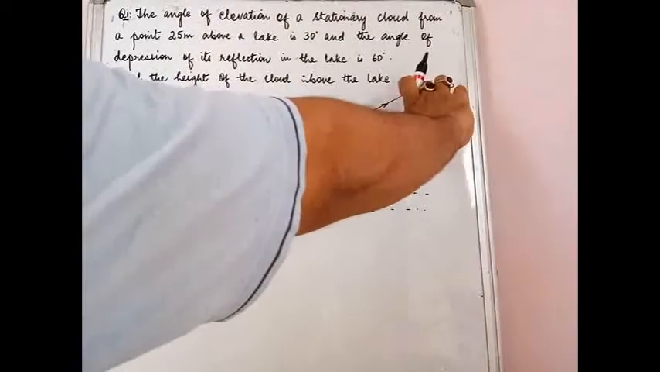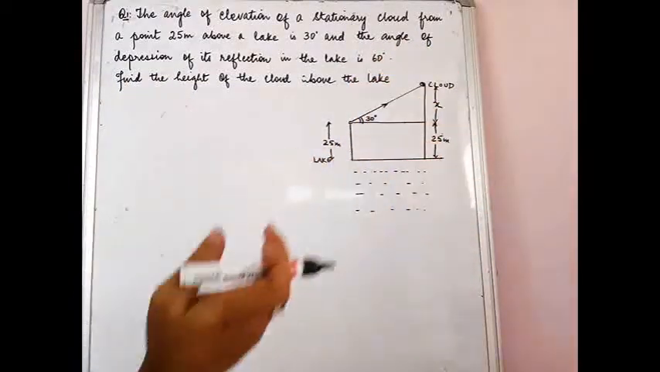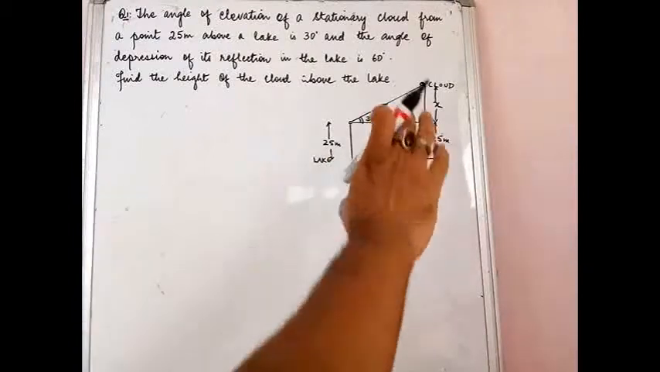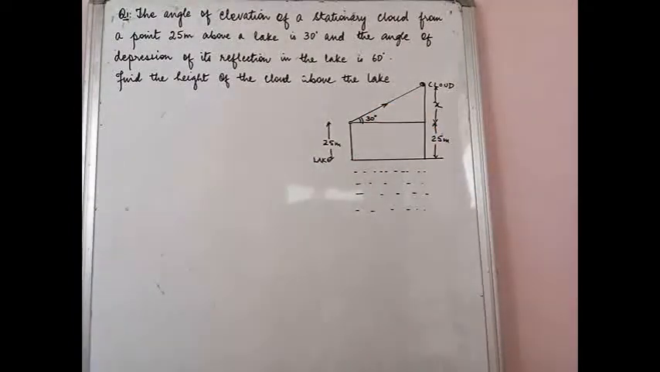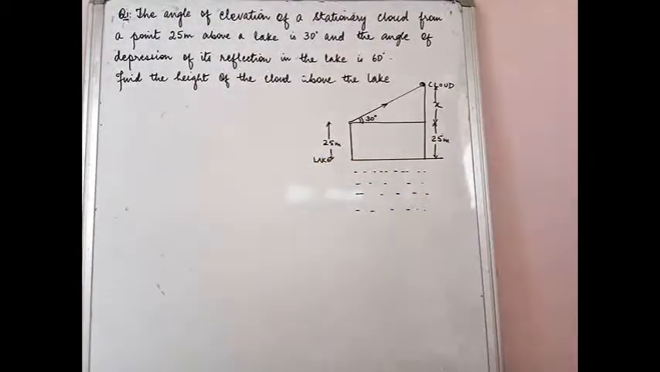Okay, so 25 plus x is the distance in front of the mirror. So the image of the cloud will form 25 plus x below the mirror, which is the surface of the lake. Okay, so I'm just going to draw this.